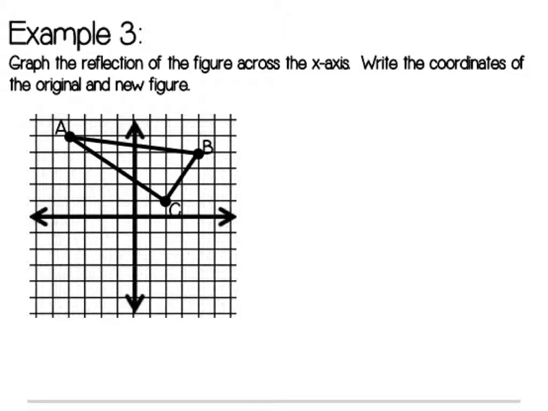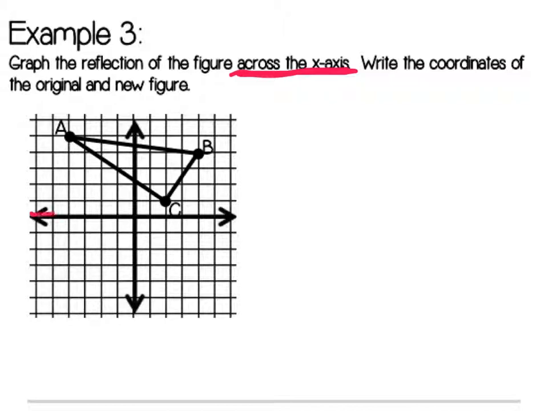All right, the next one we're going to look at, if you'll turn the page to our reflection, we're going to graph a reflection. For the first one, example 3, we're going to graph across the x-axis, and we're going to write the coordinates of the original and the new figure. And then for the second example, we're going to graph the coordinates across the y-axis. We'll see what the difference is when we do these two. Now, a reflection is like a mirror image. They will tell you which axis you're reflecting across.